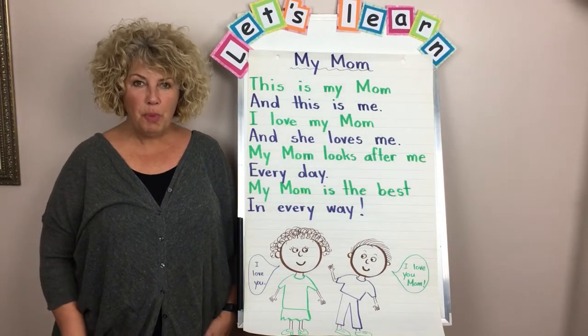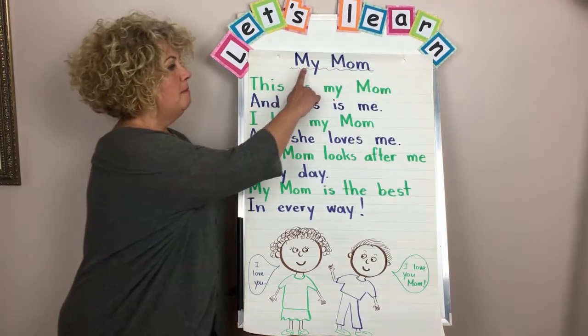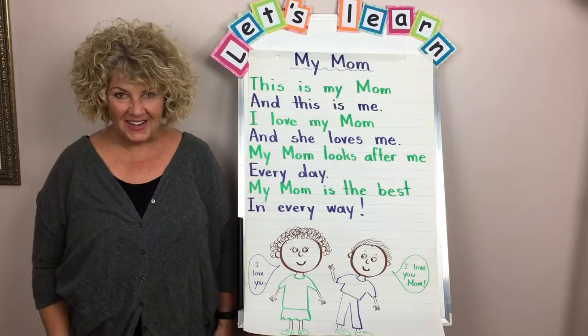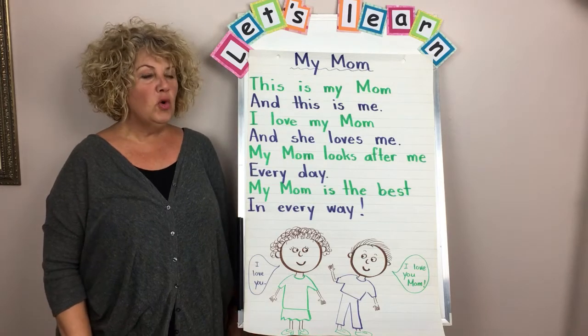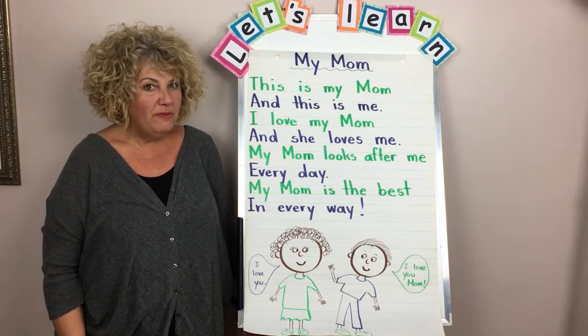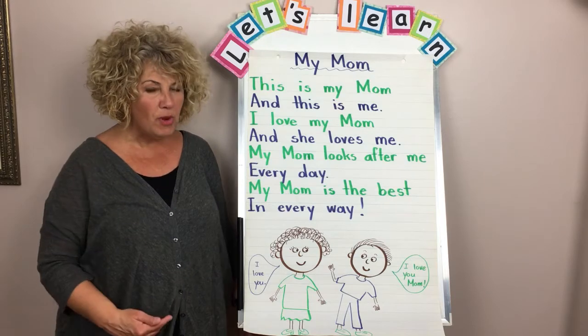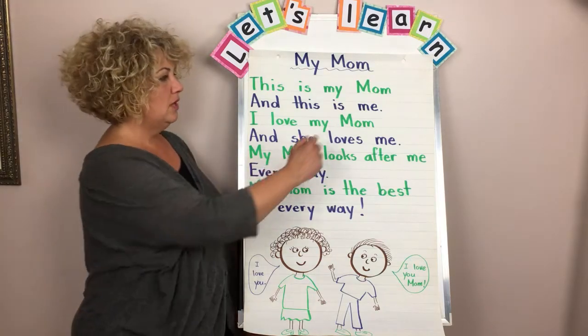Kids, I have a new poem for us to learn. It's called My Mom. That's the title. We know so many sight words in this poem. Before we read the poem, I want to point out some of the words we already know. Okay, so I'll point to a word and then you read it. We'll start with this word.